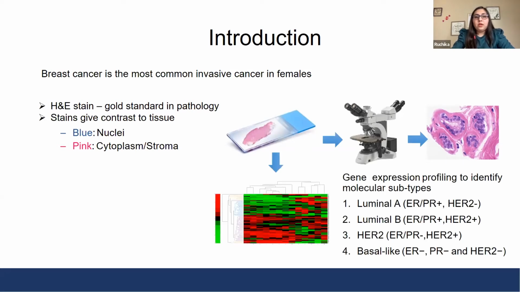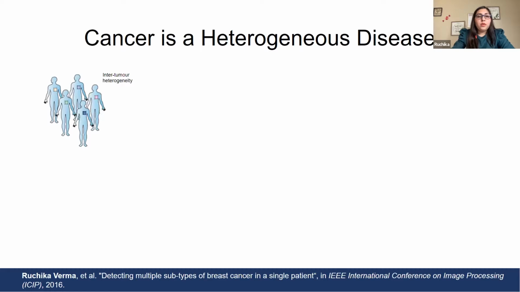Apart from that, these tissue sections are also used for gene expression profiling to identify molecular subtypes. For example, in breast cancer, PAM50 gene expression profiling is used to identify 4 molecular subtypes, which are luminal A, luminal B, HER2, and basal-like. Usually when breast cancer is diagnosed, one majority subtype is assigned to a patient, but there are chances that these patients may have coexistence of other subtypes.